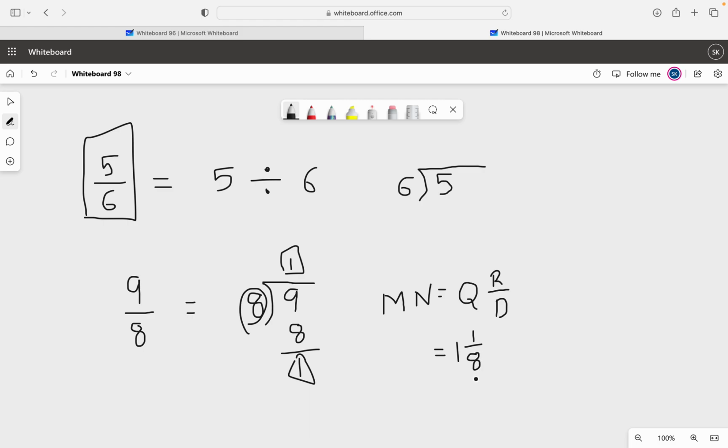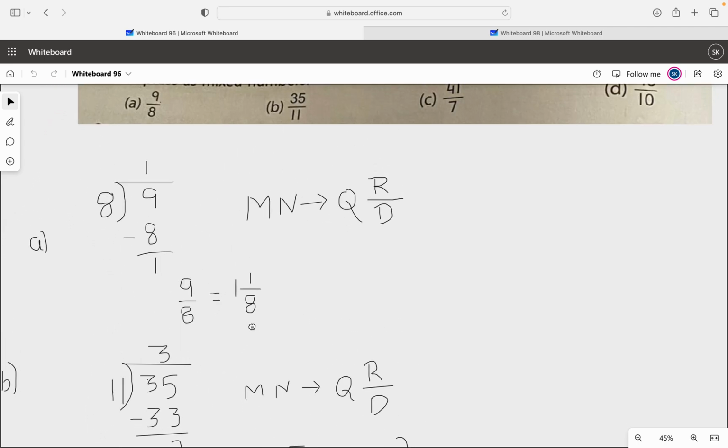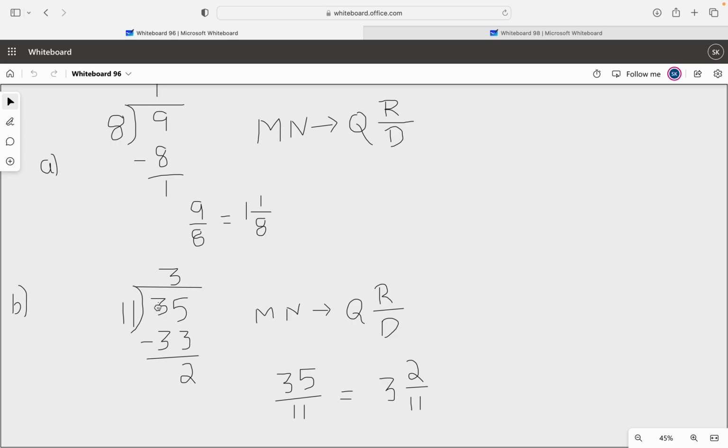So for you, always remember the denominator when you convert an improper fraction to mixed fraction is always the same. That never changes. Okay. So 9 by 8 is nothing but 1 1 by 8. And second one 35 by 11.